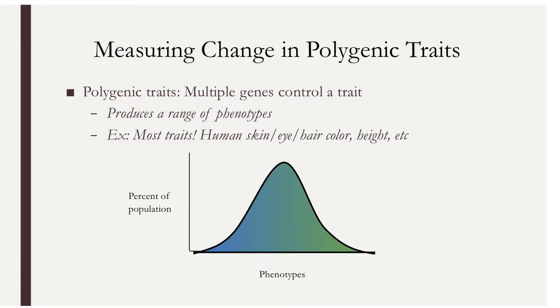There we go. So what we're getting into now are what are called polygenic traits. Rather than having one gene control the trait, where you have one allele or a different allele, in polygenic traits you have a whole bunch of different genes that control the trait. For example, height is controlled by a whole bunch of different genes, and what you tend to have are a range of phenotypes.